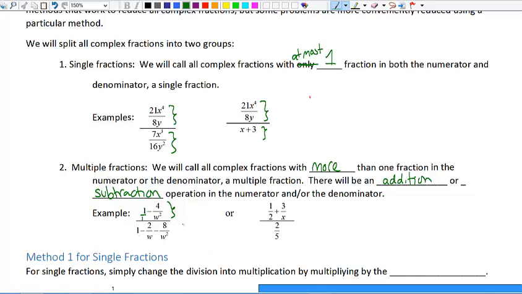So here we have subtraction signs, so again that's more than one. This one has more than one in the numerator because there's a plus. This one only has one, but it's still a multiple fraction because there's more than one fraction in either the numerator or the denominator.